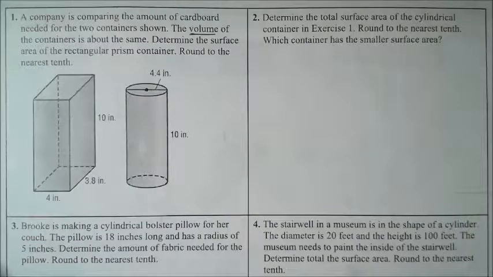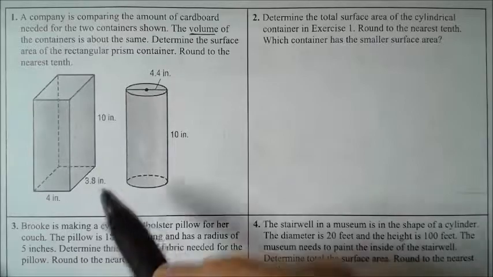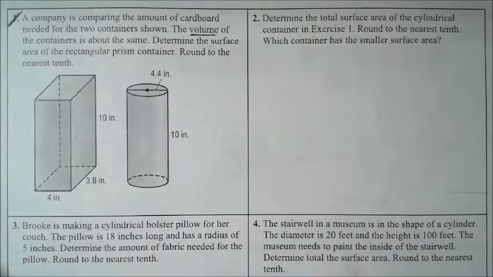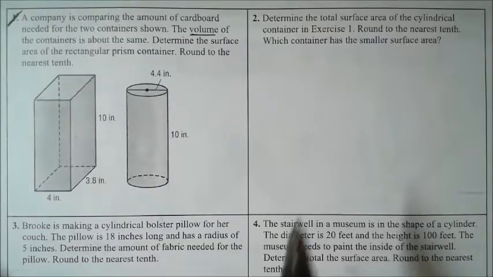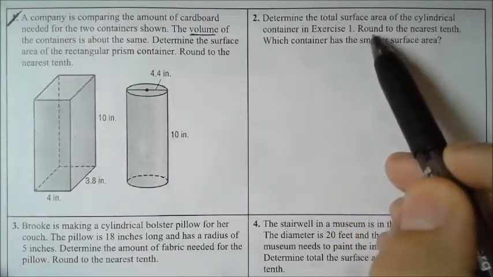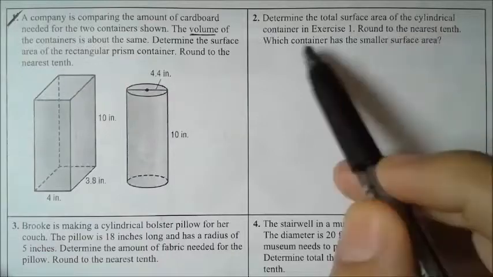Okay, on the word problems, I want you to hold off on number 1. Just put a little line through number 1 over here. I don't want you to do that one yet because it's a rectangular prism, and we're going to work on that one starting on Wednesday. So go ahead and skip to number 2 because right now I just want you to deal with cylinders. Here it says, determine the total surface area of the cylindrical container.